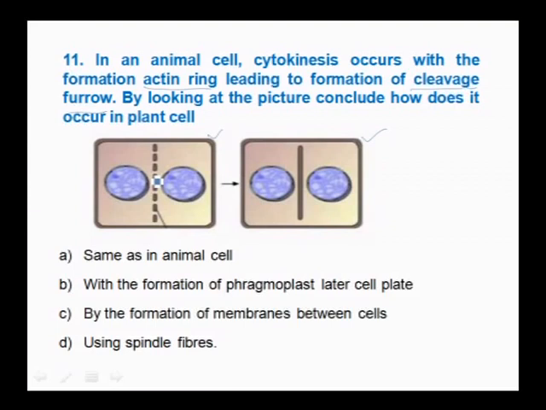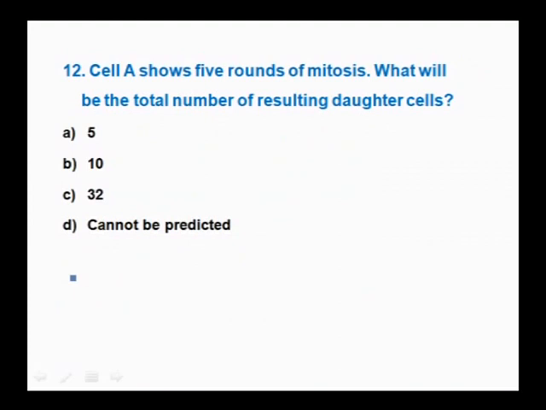The options go like this: A, same as in animal cell; B, with the formation of phragmoplast, later the cell plate; C, by the formation of membranes between cells; D, using the spindle fibers. The right option for this is B.